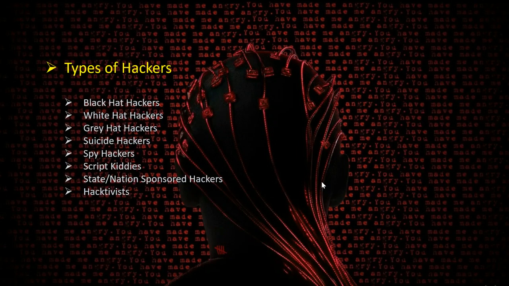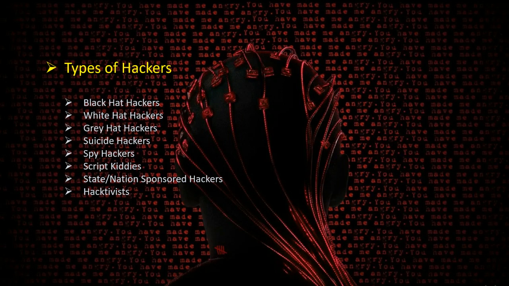So moving on to the next topic, which is the different types of hackers. We come across different types of hackers like black hat hackers, white hat hackers, gray hat hackers, suicide hackers, spy hackers, script kiddies, and sponsored hackers. It could be state or nation-level sponsored hackers, and hacktivists.